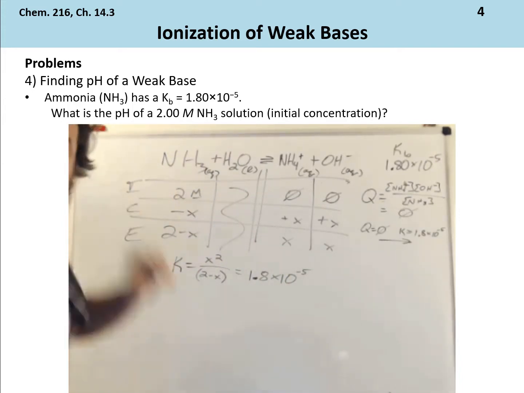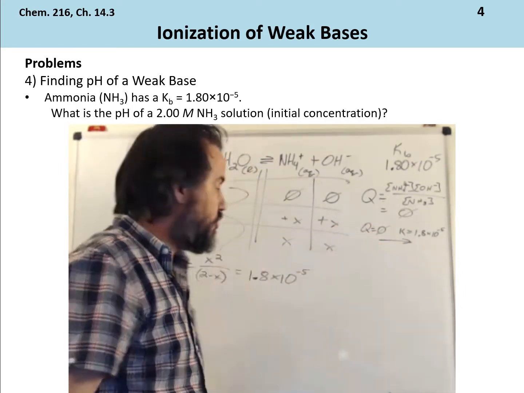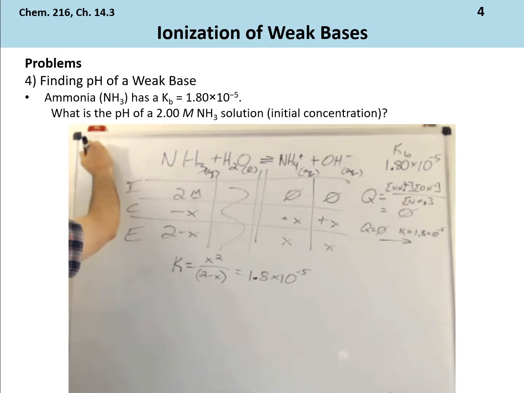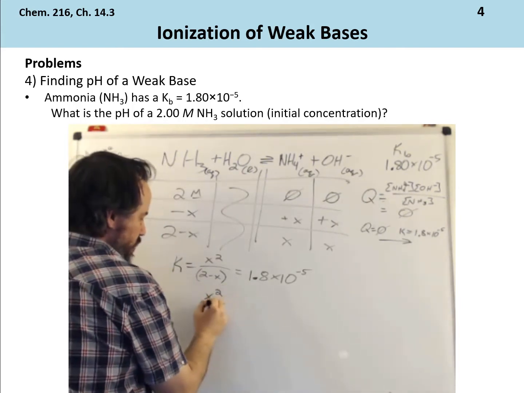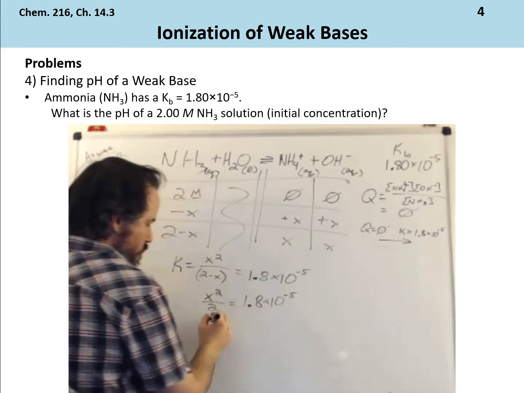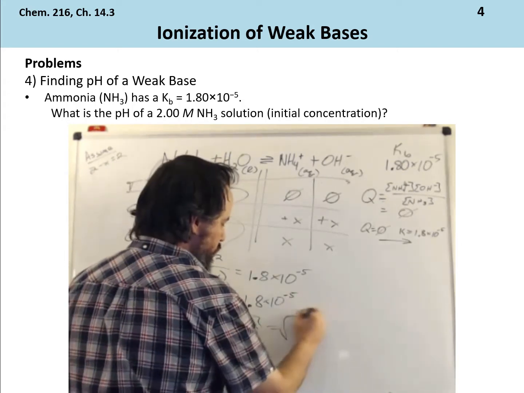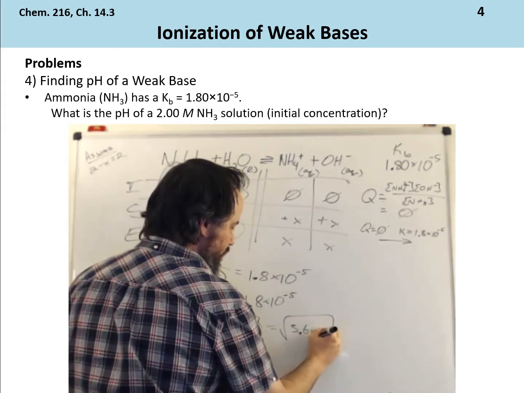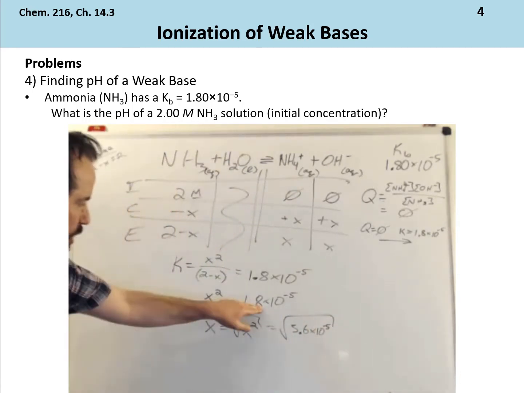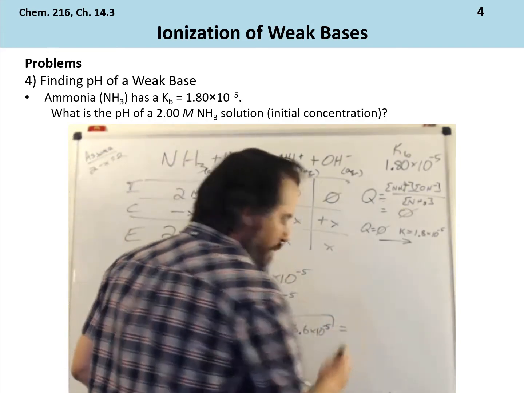Can I assume that x is small? Well, I can assume it because both of these are small numbers. So that means I'm going to assume that 2 minus x is equal to 2. Okay. So that's going to be x squared over 2 equals 1.8 times 10 to the minus 5, or x equals the square root of x squared, which is the square root of 3.6 times 10 to the minus 5. Right? I multiplied this out, got this, and then take the square root. And this is going to get me my value.